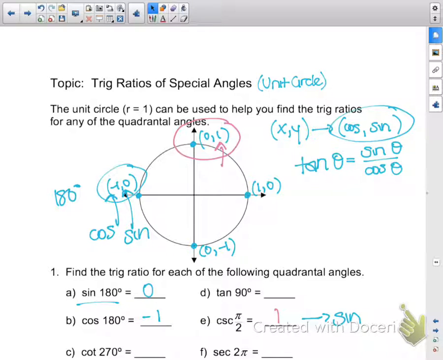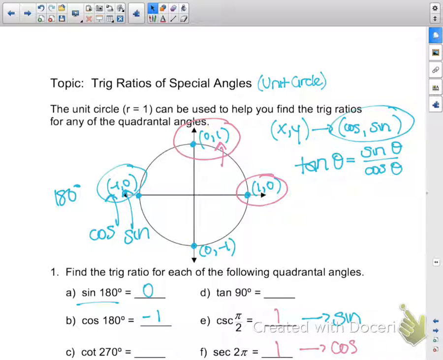Let's do the same thing for part F. Okay, secant is the reciprocal of what? Cosine. So if I want to do the secant at 2 pi, where's 2 pi? All the way here to the right. Okay, which one of those is the cosine? 1. What's the reciprocal of 1? 1.